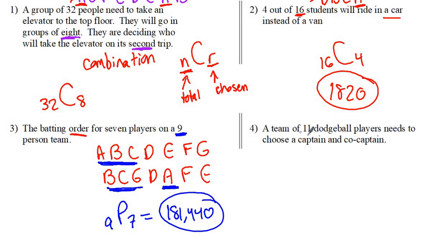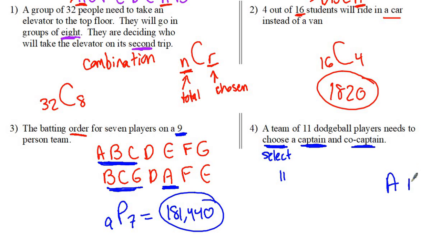All right, number 4, last one, a team of 11 dodgeball players, so we know it's going to be either 11 choose or 11 pick something, needs to choose a co-captain and a captain. And don't be misled by the word choose. Choose is another name for select. It doesn't mean that they're telling us it's a combination. And in this case, order does matter.